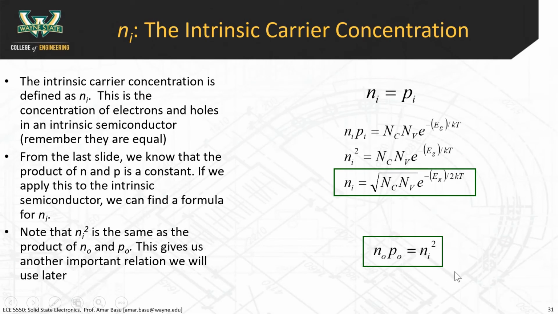N times P equals Ni squared. Just remember this. Write this down. You're going to use this over and over again in your homeworks. Well, you don't need to write it down, but write it in your head. This formula is not used as frequently. This formula is used all the time in all your homework problems. NP equals Ni squared.